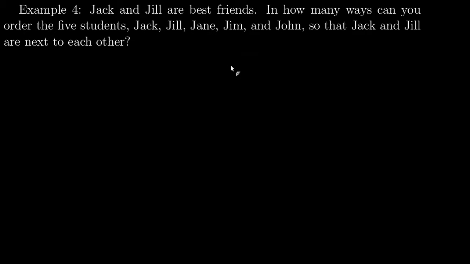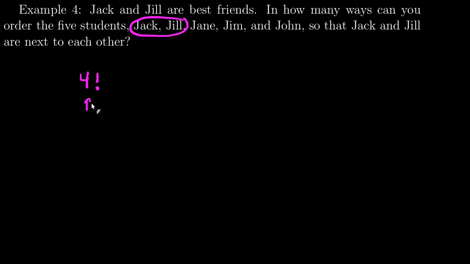So here's an example. We have Jack and Jill, they're apparently best friends. I want to figure out in how many ways I can order 5 students, line them up, but I want to make sure that Jack and Jill are next to each other. So here's the idea. Instead of starting off by considering all 5, I'll consider that I have Jack and Jill together and these other 3. And now there are 4 things that I'm permuting, so I can do that 4 factorial ways.